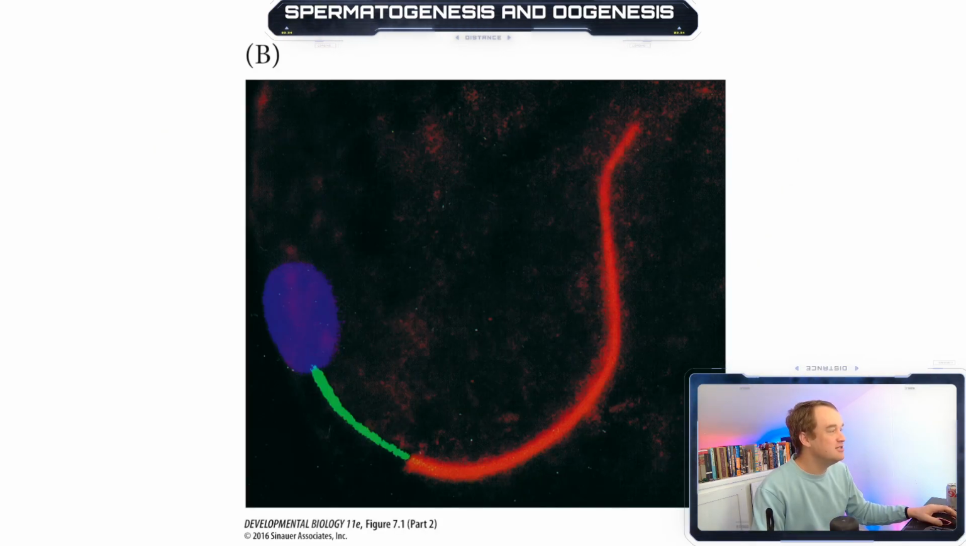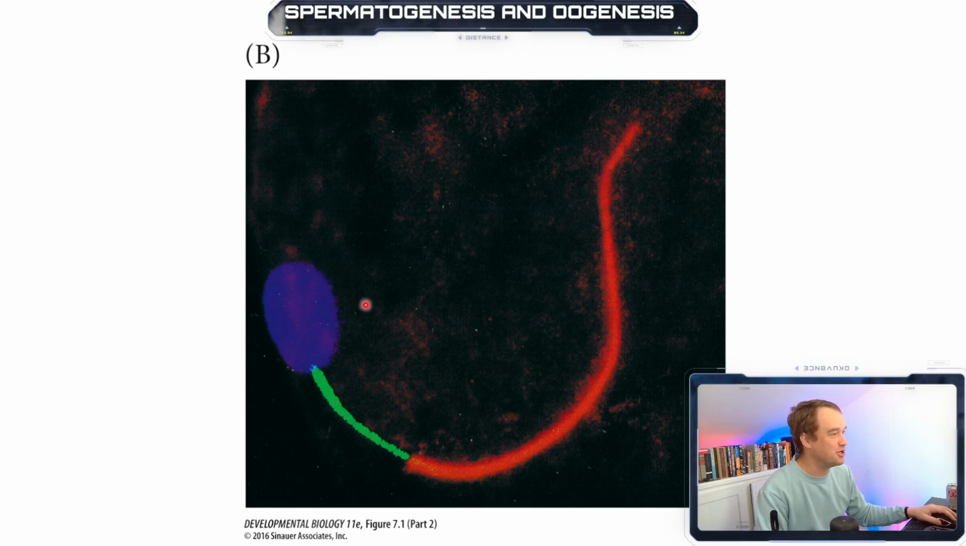So here's a GFP, or fluorescent protein tagged, image. This is a bull's sperm. The DNA is stained blue. This is called DAPI. That stains.